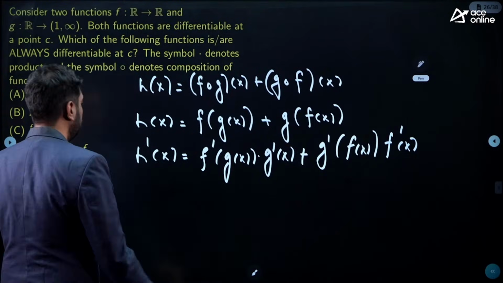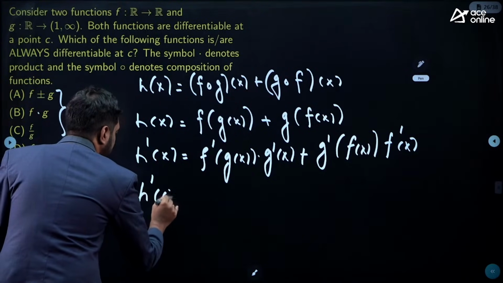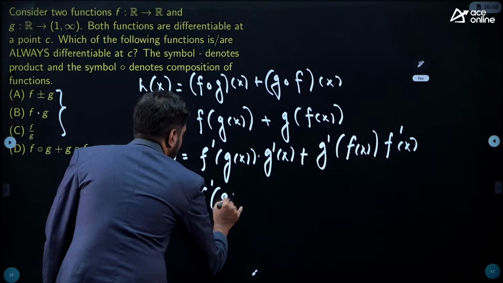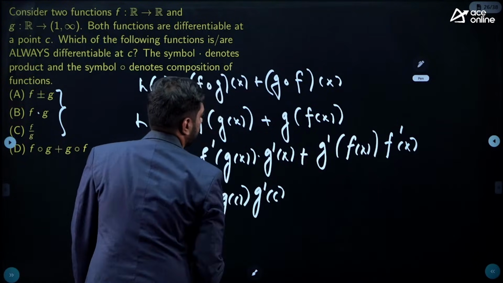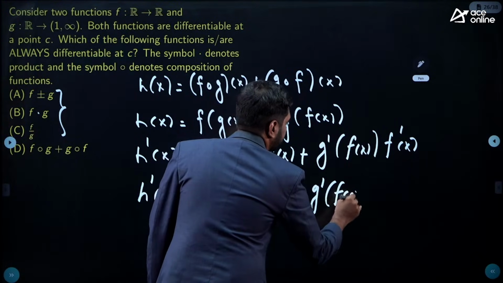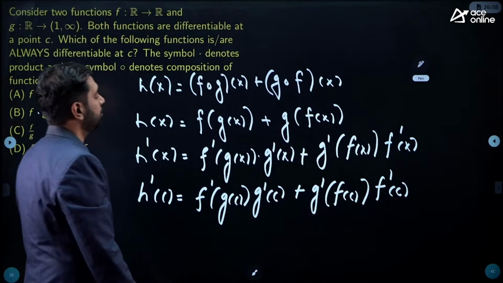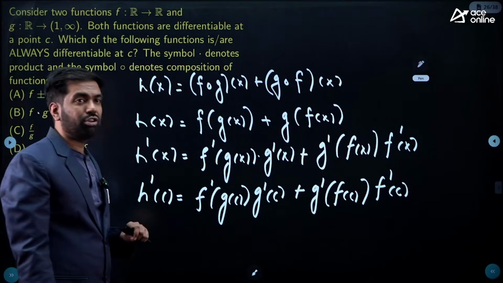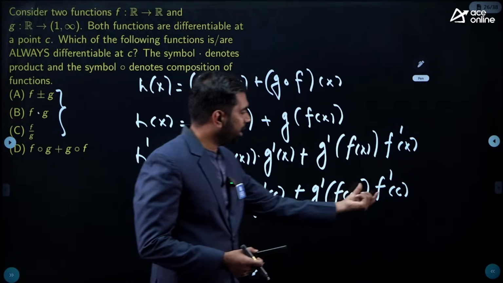So I want to know whether this is differentiable or not at c. So I want to find h dash of c, which will be f dash of g of c into g dash of c plus g dash of f of c into f dash of c. So this is where we are. Now I want to know whether this is differentiable or not. I have no doubt in the terms g dash of c and f dash of c.